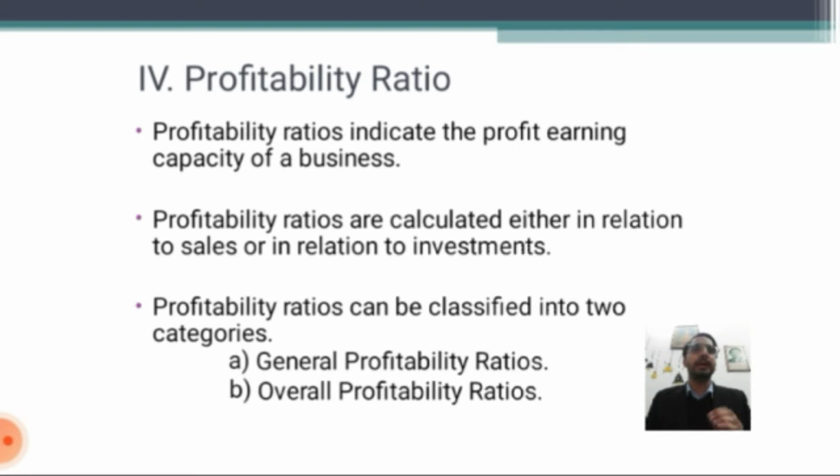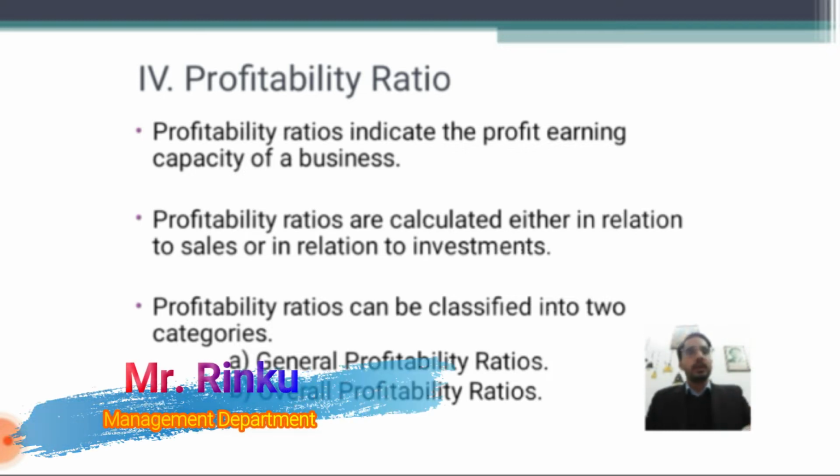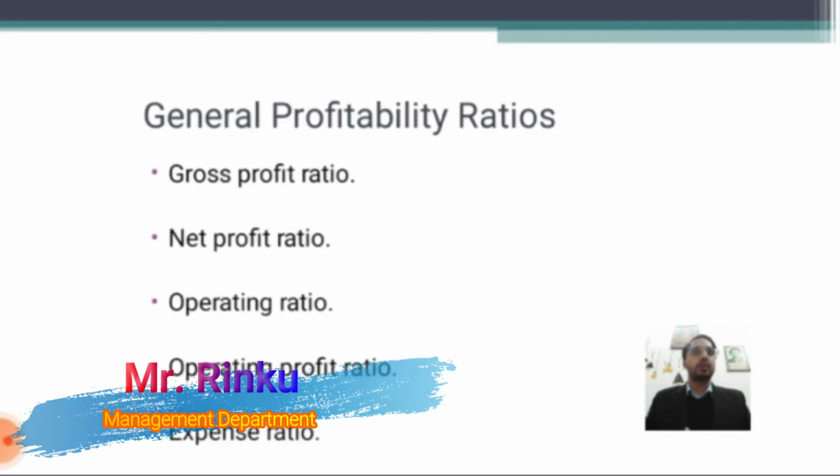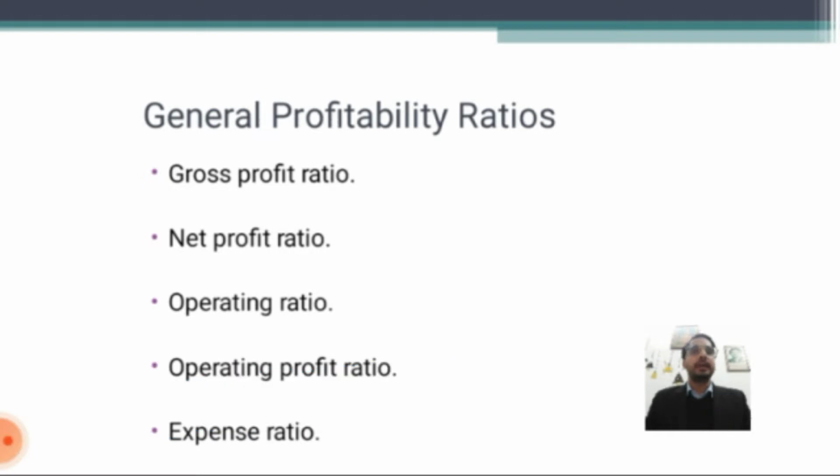Profitability ratio indicates the profit earning capacity of a business. Profitability ratios are calculated either in relation to sales or in relation to investment. Profitability ratios can be classified into two categories. First, general profitability ratio; second, overall profitability ratio. General profitability ratios are: first, gross profit ratio; second, net profit ratio; third, operating ratio; fourth, operating profit ratio; and fifth, expense ratio.